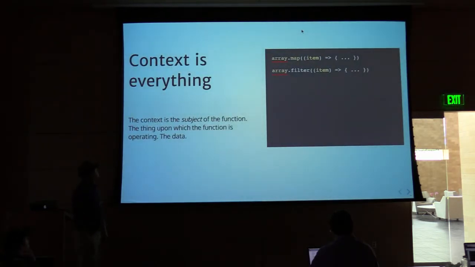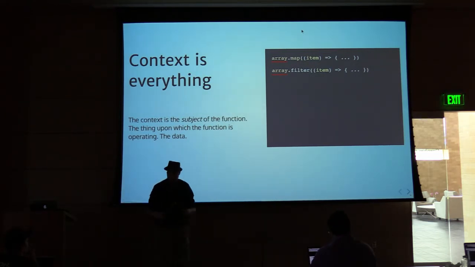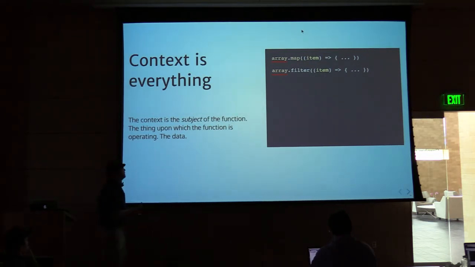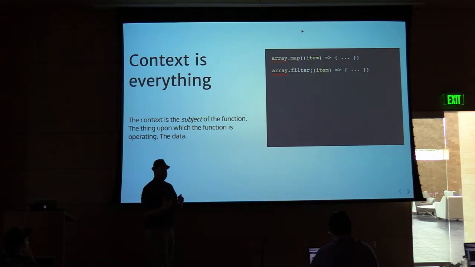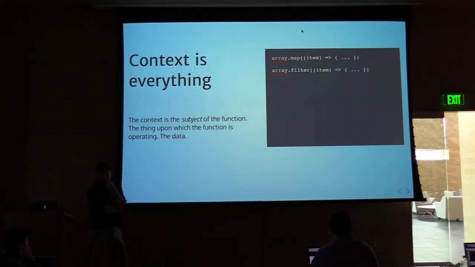So we're back to this idea. Again, context is everything. Context is the thing that is flowing through your pipe. This is what your context is. So if we look at map and filter and these array prototype methods, what is the context that these methods are operating on? Yeah, right, I tried to make it easy.